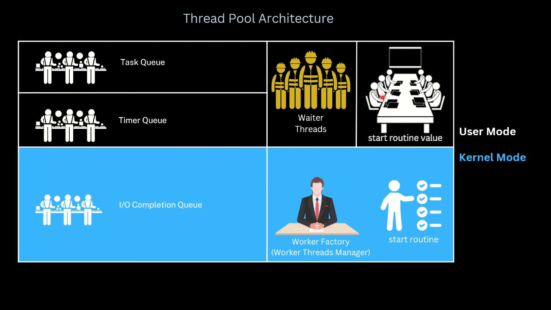So I hope with this explanation you are clear what a thread pool is, what a thread pool architecture is. By default, every process when it starts gets assigned a thread pool. So all these components, the complete thread pool, get assigned to a process when it starts, because to run that process you would need workers, you would need a worker factory object, you would need start routines. All this gets assigned to a process by default when a process starts in Windows.